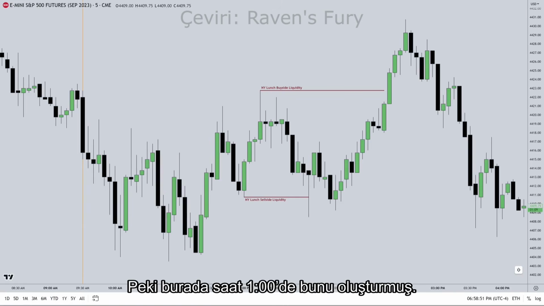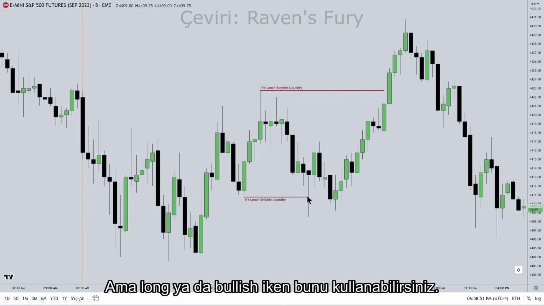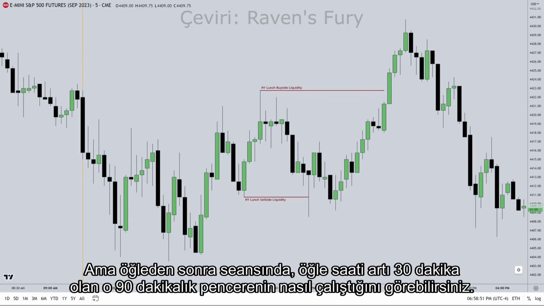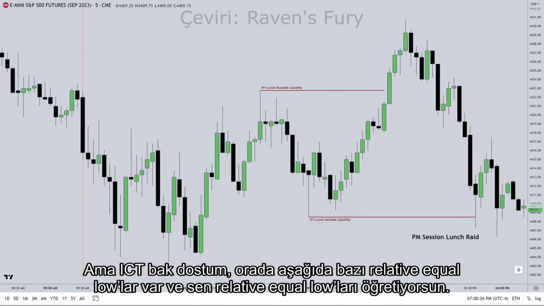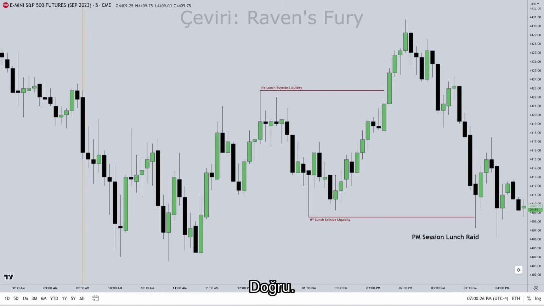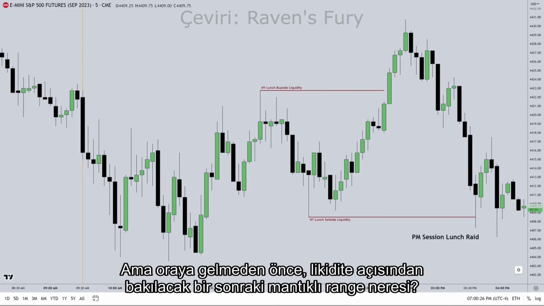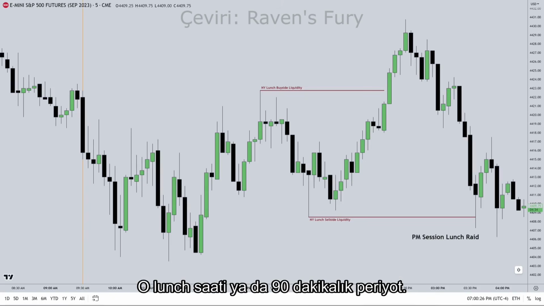Well, it made this one here at 1 o'clock, but you can use this one while you're long or bullish. But in the afternoon session, you can see how that lunch hour plus 30 minutes, that 90-minute window, that low right here is where sell side resides. And in the PM session, it raids that liquidity. But ICT, look, man, there's some relative equal lows down there, and you teach relative equal lows, right? But before you get there, where's the next logical range to look for in terms of liquidity? That lunch hour or 90-minute period.